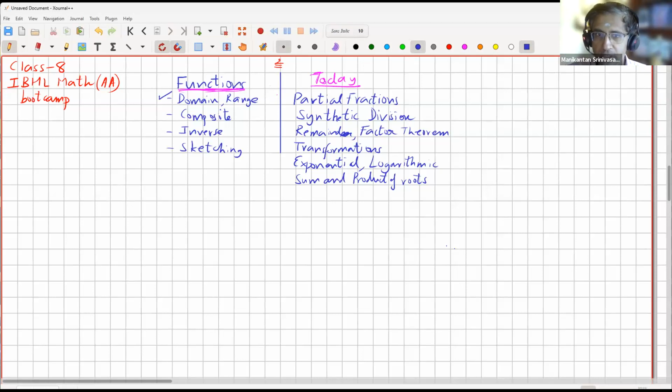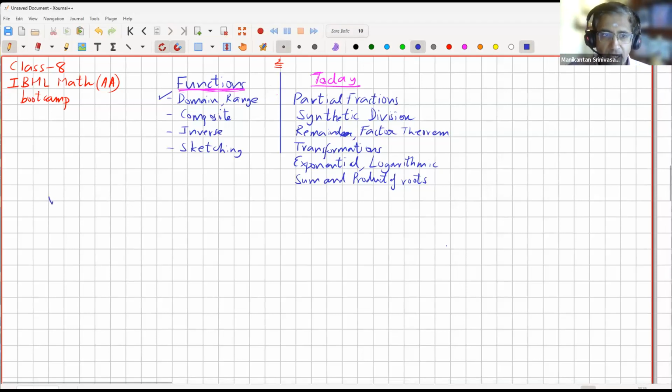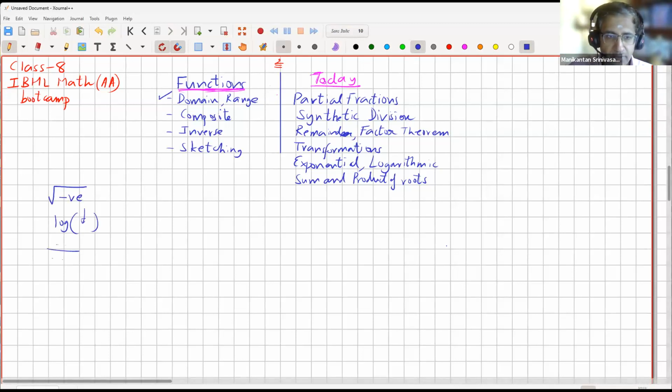All you have to watch out for is a few rules, right? You cannot have the square root of a negative number, right? So that's a violation. You cannot have log of a number that is 0 or negative. And in the denominator, suppose you have something, the denominator cannot be 0. So these are the main ones that you need to be aware of, and that will help you determine what the domain is. And for range, you have to be a little careful.